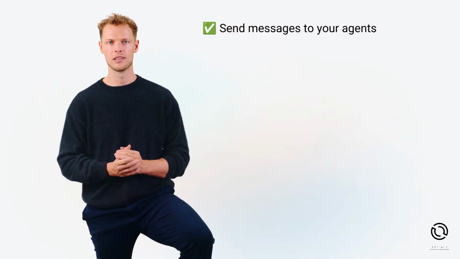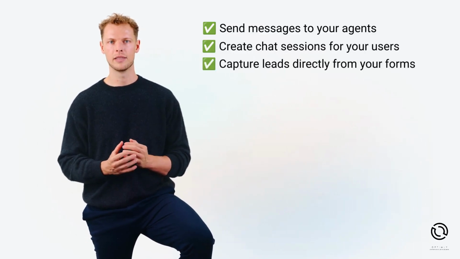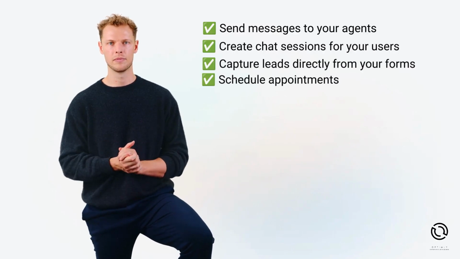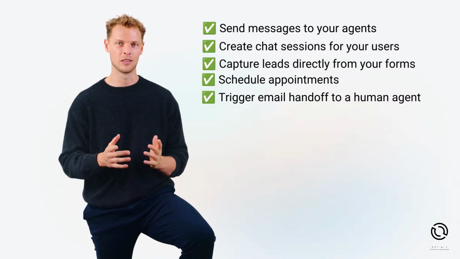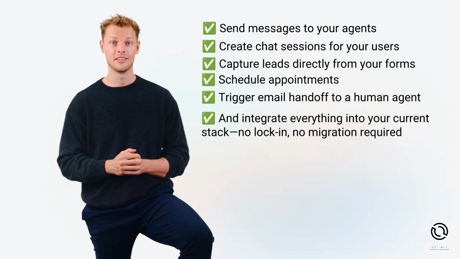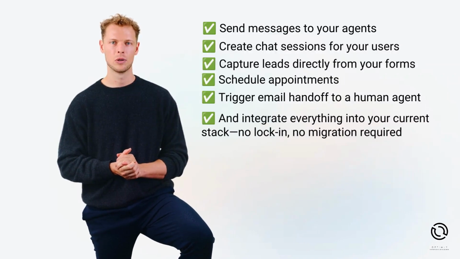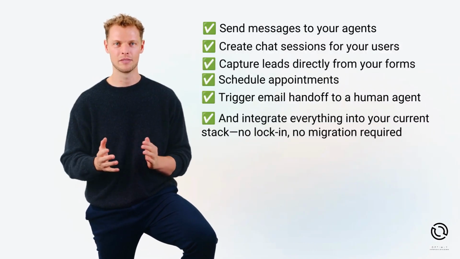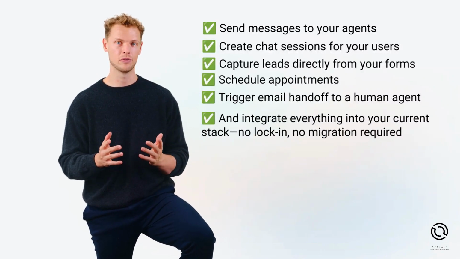So, what exactly can you do with the Optimly API? 1. Send messages to your agents. 2. Create chat sessions for your users. 3. Capture leads directly from your forms. 4. Schedule appointments. 5. Trigger email handoff to a human agent. 6. And integrate everything into your current stack. No lock-in, no migration required. All of that with just a few simple HTTP requests.